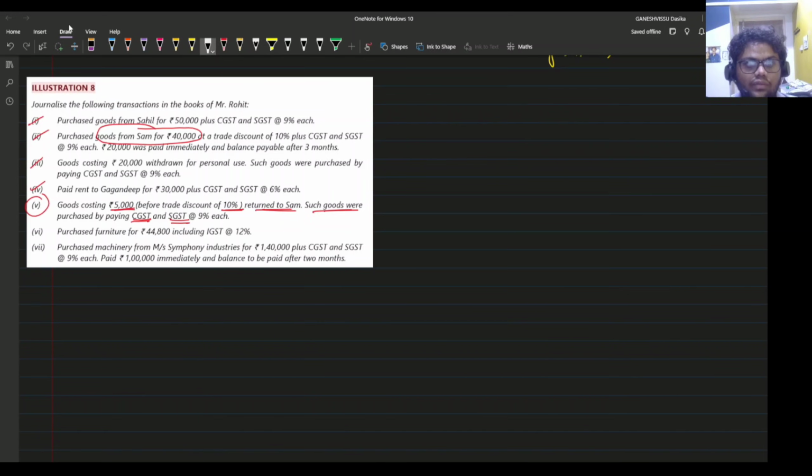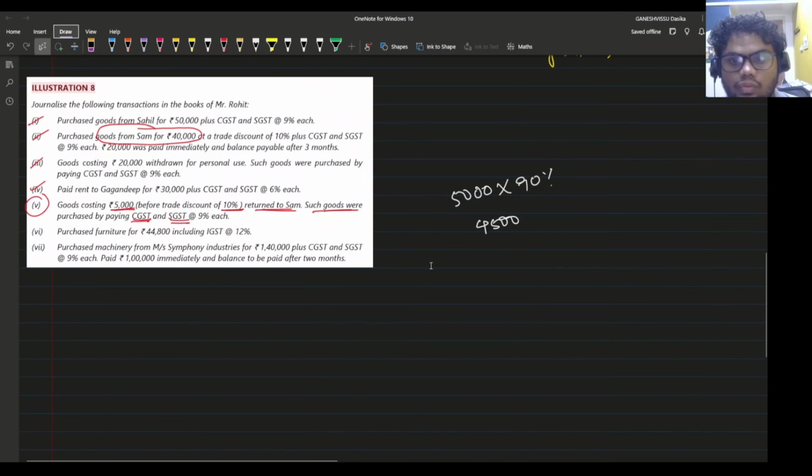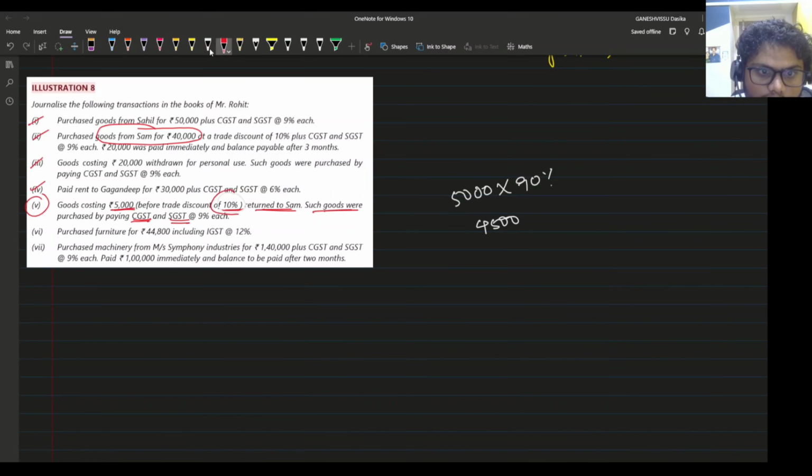So goods costing rupees 5,000 before trade discount of 10%. Then what would it be after the 10% discount? 4,500, right? Because 5,000 into 90% we are going to calculate, which is 4,500. So out of this 5,000, he's already getting 10% trade discount, right? After this 10% only, he has to pay the amount. Simply, that is the trick. So he has to pay the amount of 4,500.